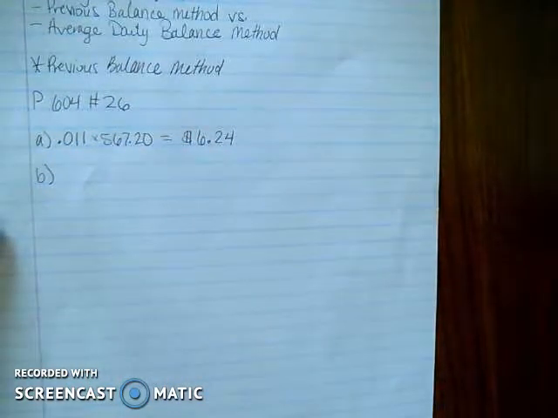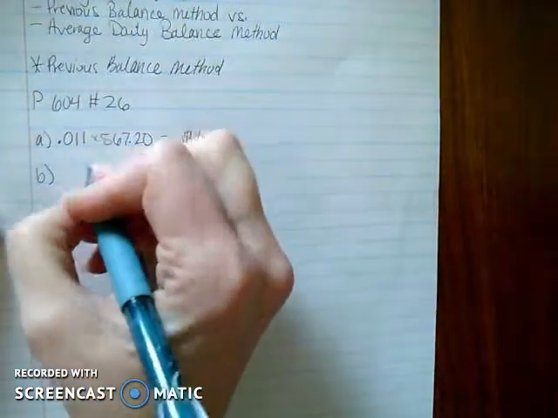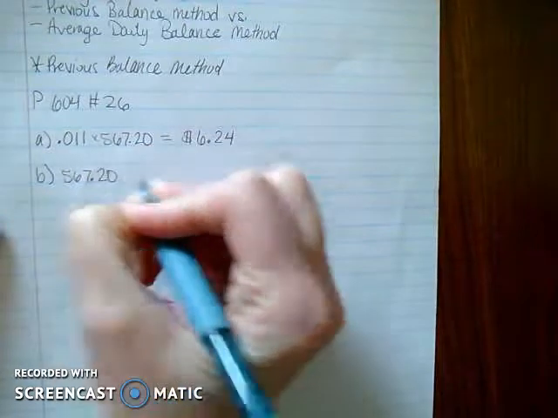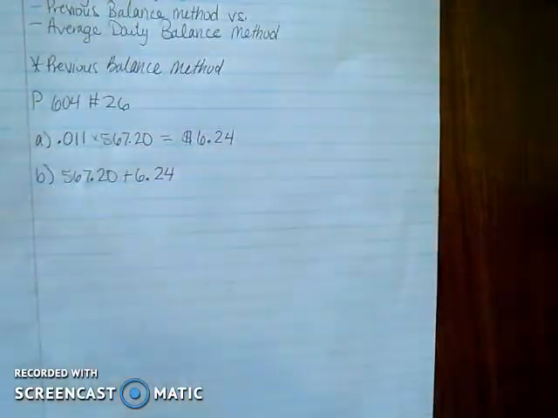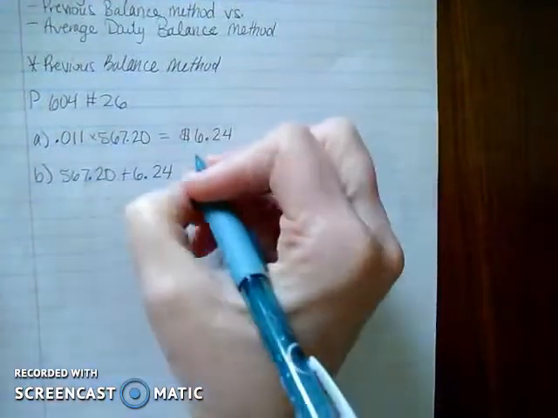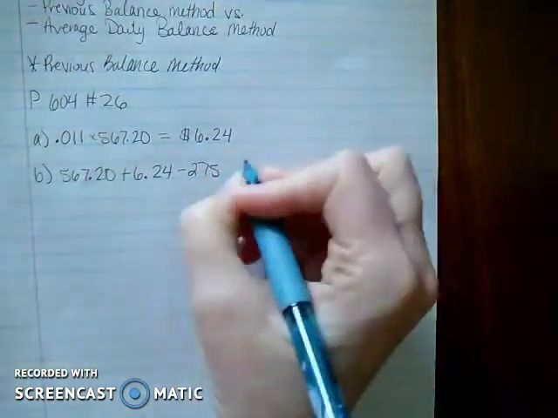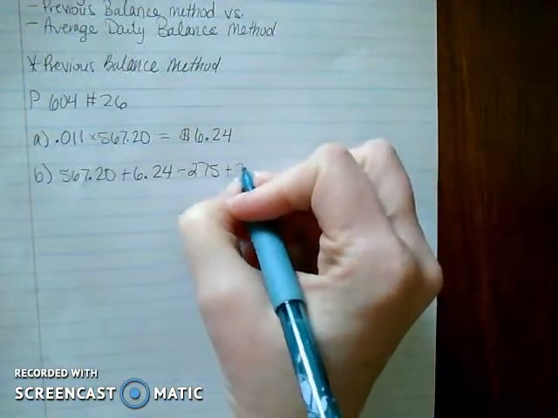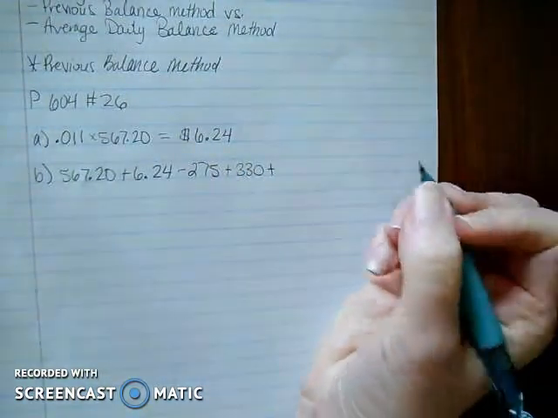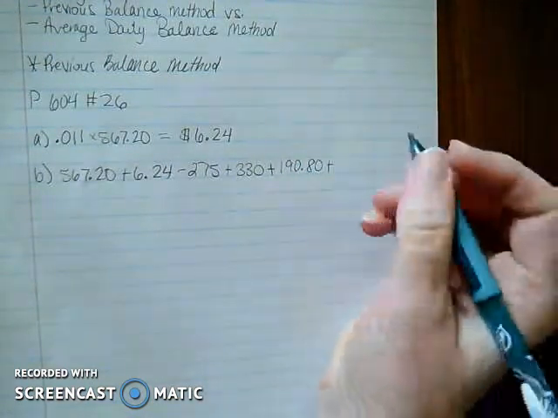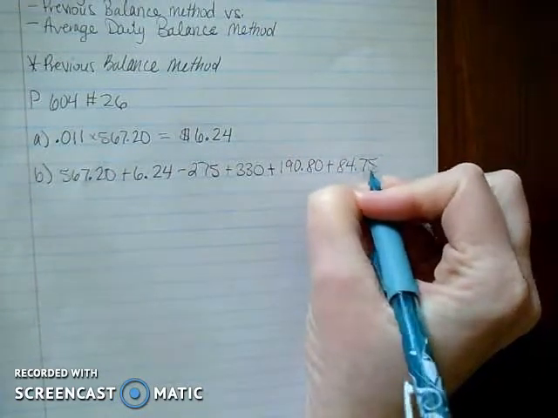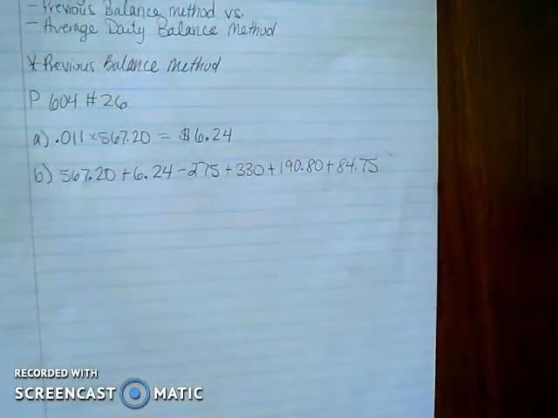Okay. Part B, determine the new balance on October 5th. So the new balance is we started with $567.20. We have to add the $6.24 in there, plus and minus all of the other things that are listed. So minus the payment of $275, plus a charge of $330, plus a charge of $190.80, plus a charge of $84.75. So some people like to do all this stuff together and then just do that whole thing at the end, but it's totally up to you.